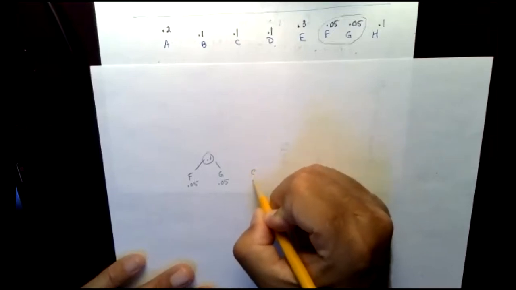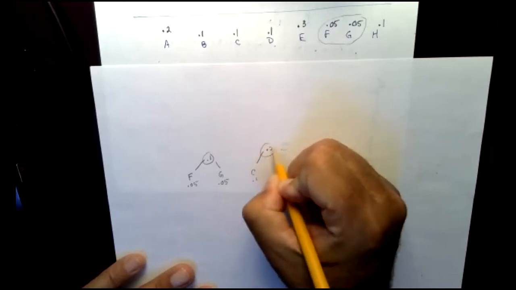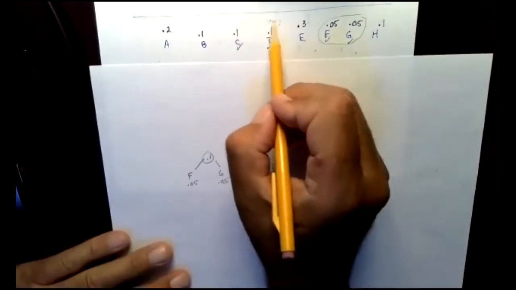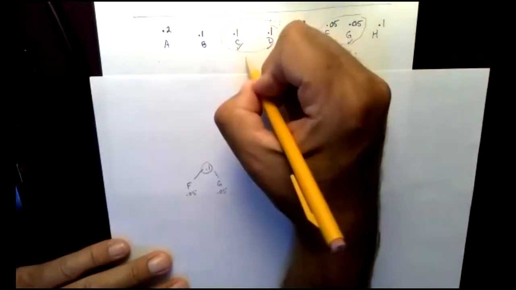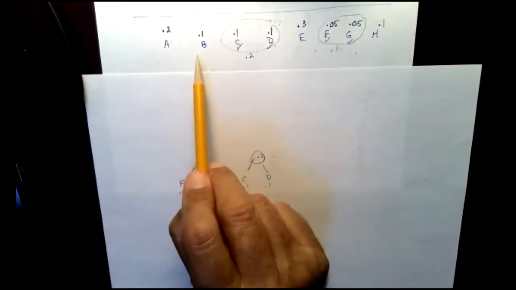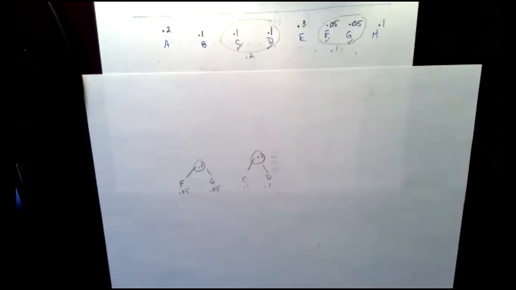C and D. C and D, thank you. C is a 0.1, D is a 0.1. That's going to give me a 0.2. So I took care of C, I took care of D, I took care of F, I took care of G. Okay, I'm making some notes up here. These two became a 0.2, this became a 0.1. What would you like to combine next? Well, I still have a 0.1 on the table. I have a 0.1 down here. So I have a 0.1, a 0.1, and a 0.1. What would you like to combine next?